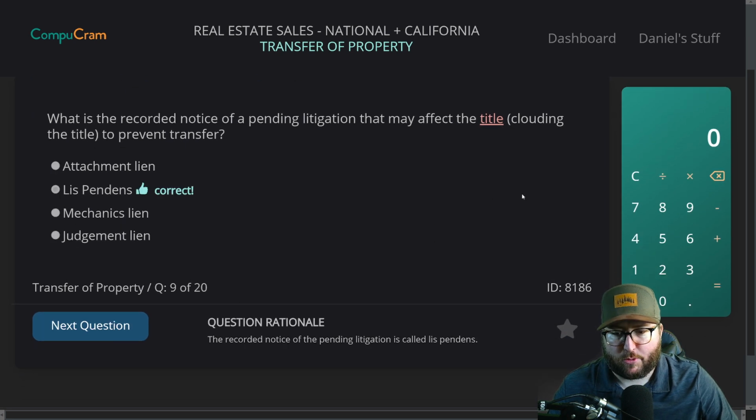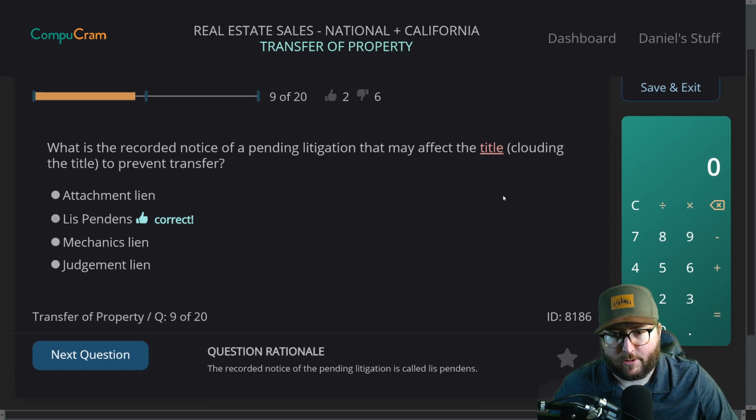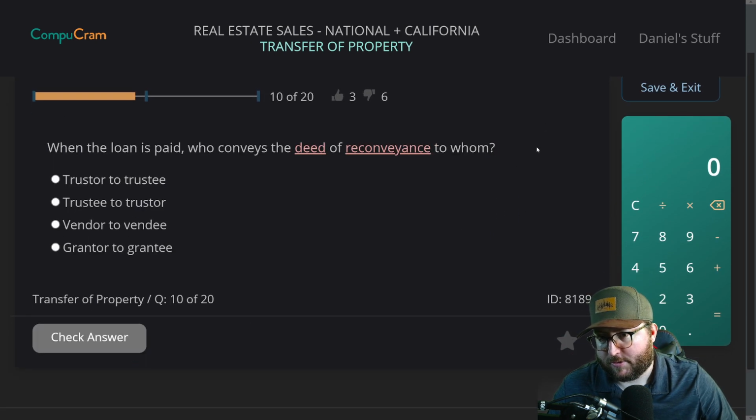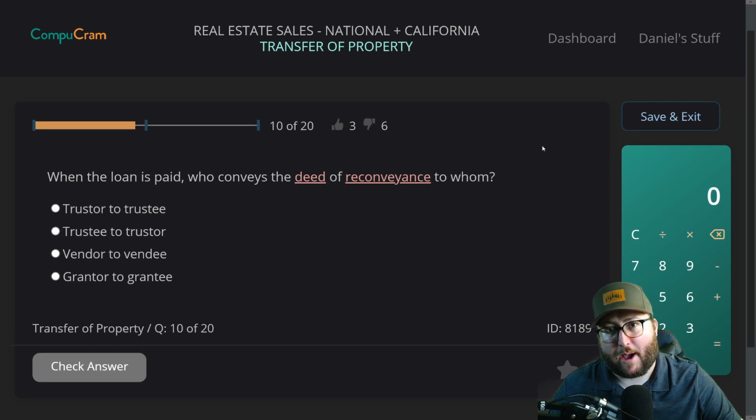Correct. Okay. The recorded notice of the pending litigation is called the lis pendens. Hey, we got one right. All right. Question 10. We're about halfway through.